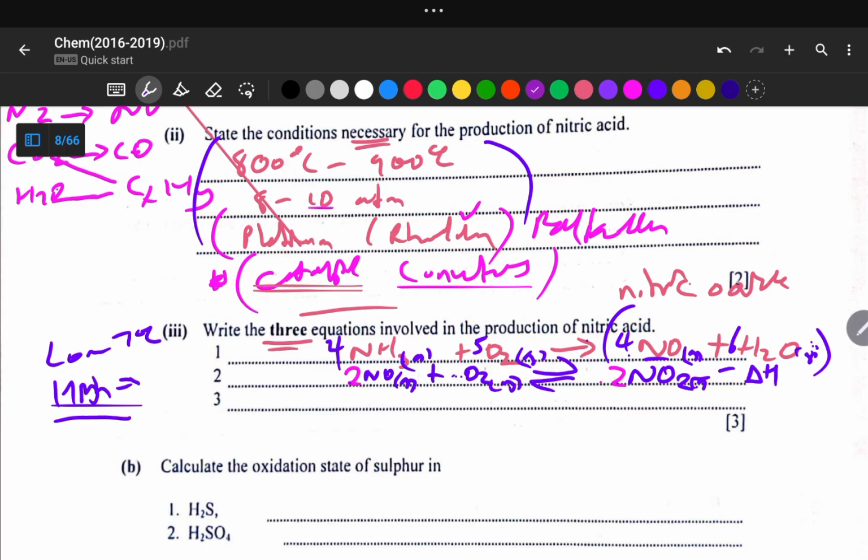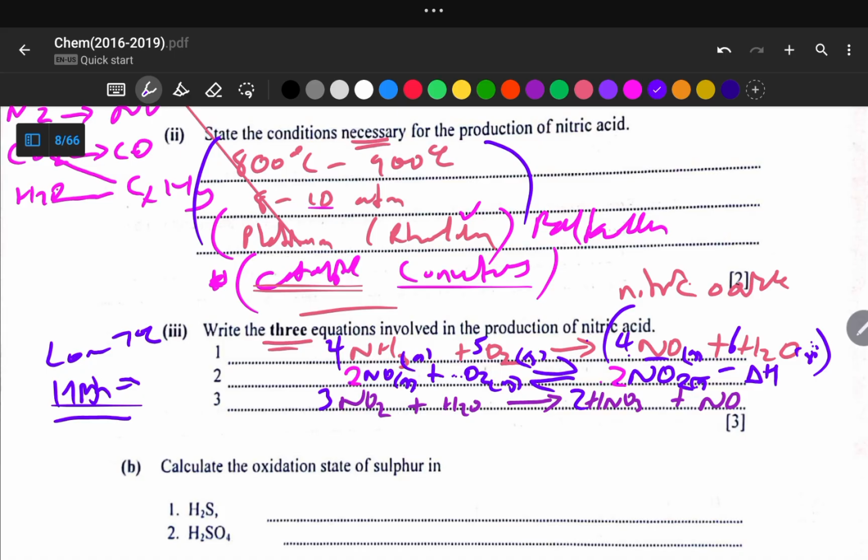So the last equation, we are simply going to have the produced nitrogen dioxide reacting with cold water to give, so this one is not a reversible reaction, to give nitric acid plus nitrogen monoxide, right? So to balance this equation, we are simply going to have a 2 here, and we can have a 3 there, and it is now balanced, right? So this is the production of nitric acid, right?